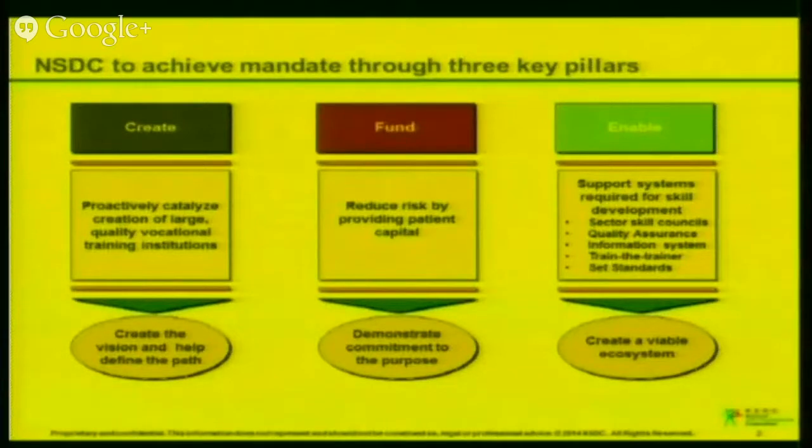We enable them by having an ecosystem around them whereby they can actually train the trainees as per the standards set by the industry. So the setting of those standards, the infrastructure and everything, and the monitoring of those training partners is taken care of by NSDC. So the sector skill councils, now I'll be talking about the sector skill councils because this is extremely important. The foremost task, the primary task of the sector skill councils is to set the standards. So how do they do that?